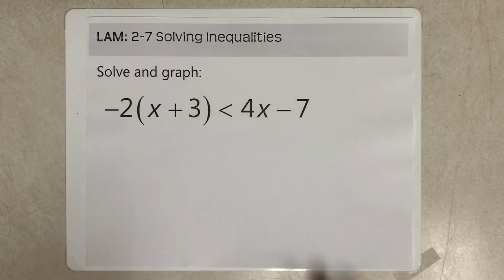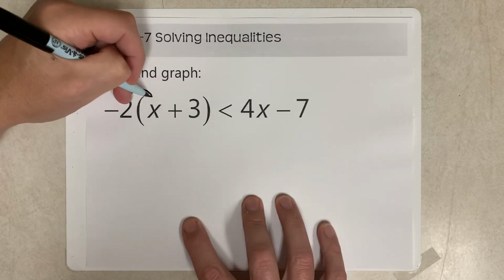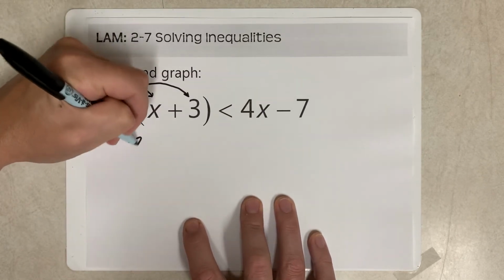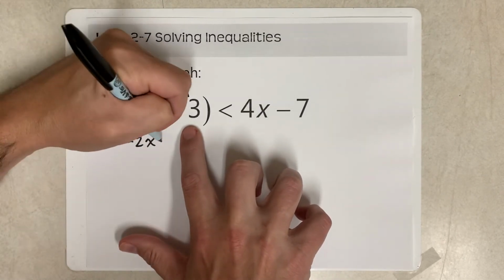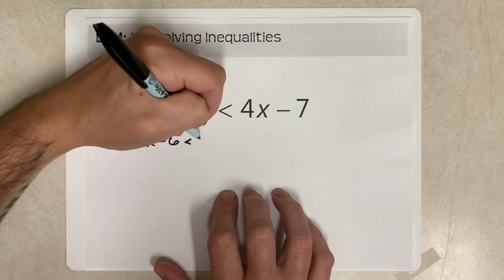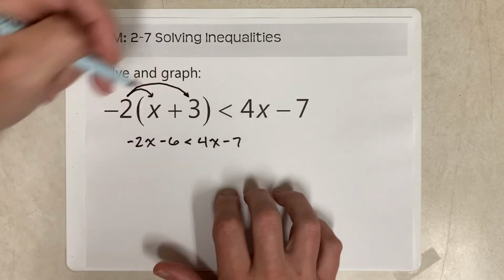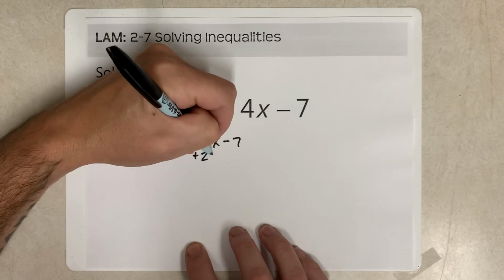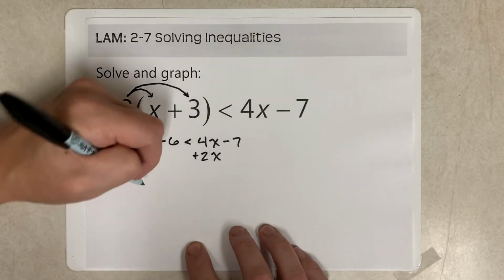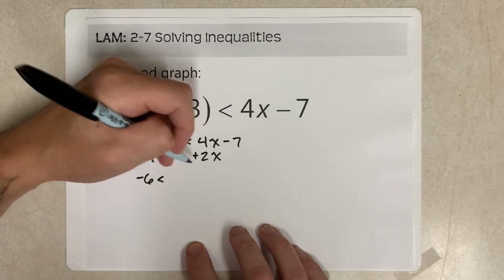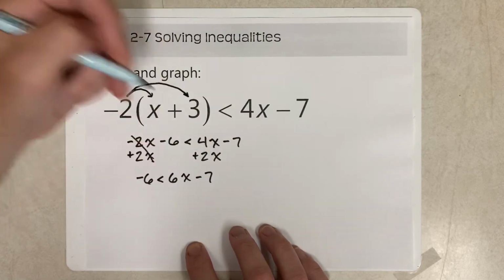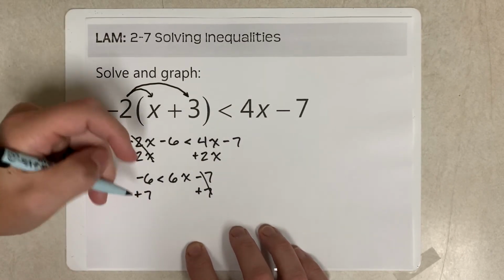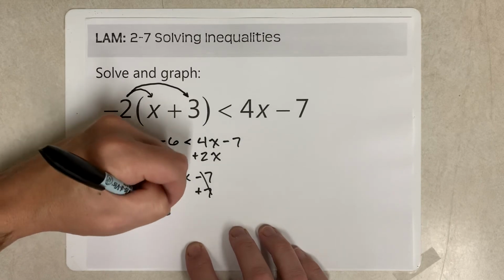All right, this time we've got to distribute over here first. Negative 2x. Negative 2 times 3 is negative 6, less than 4x minus 7. All right, so I'm going to add 2x to both sides. I always do this so that I get a positive result on one side or the other, and I do. Negative 6 is less than positive 6x minus 7. Add 7. And 7 and minus 6 makes 1, less than 6x.